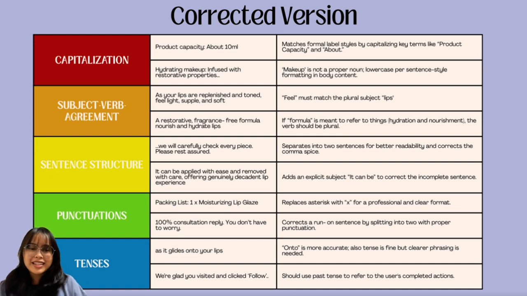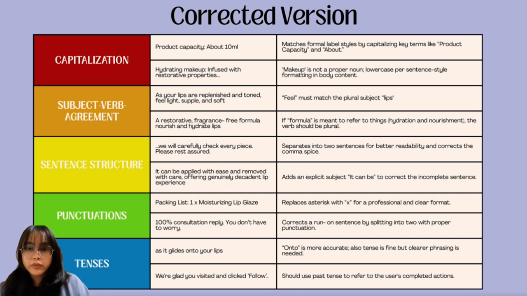I will be presenting the corrected version of product 2 by focusing on five language aspects, which are capitalization, subject-verb agreement, sentence structure, punctuation, and tenses. So first, capitalization. For example, we change product capacity about 10 millimeter to Product Capacity About 10 milliliter, where the P, C, and A are capitalized. This matches the formal label style by capitalizing key terms for consistency and professionalism.